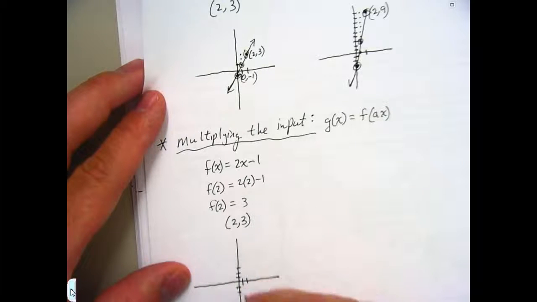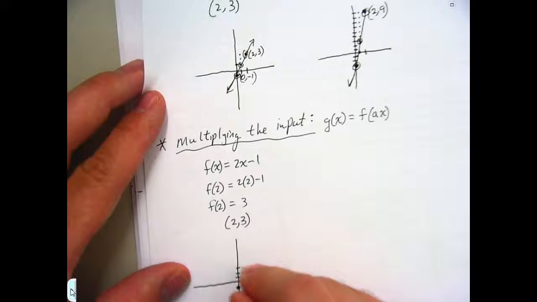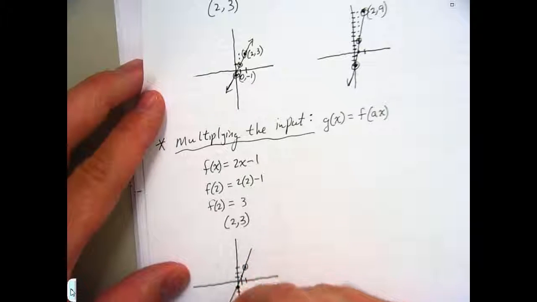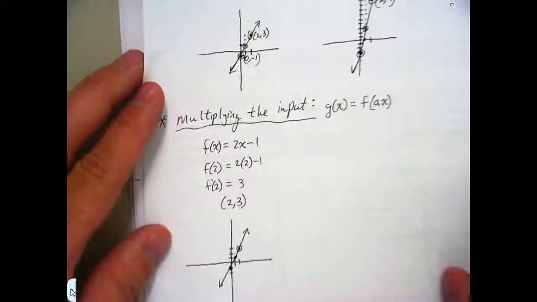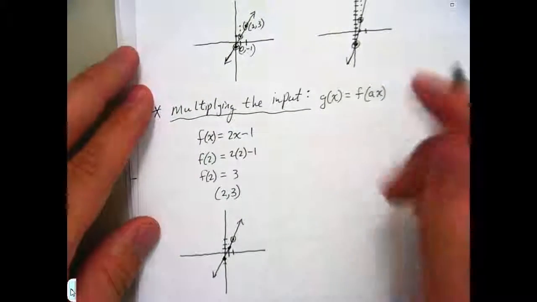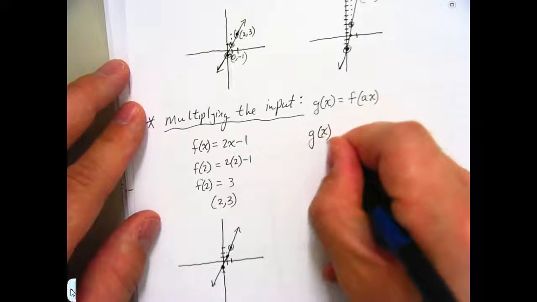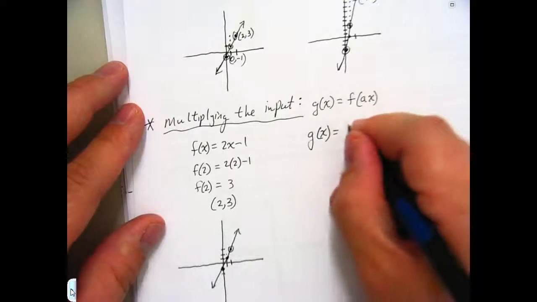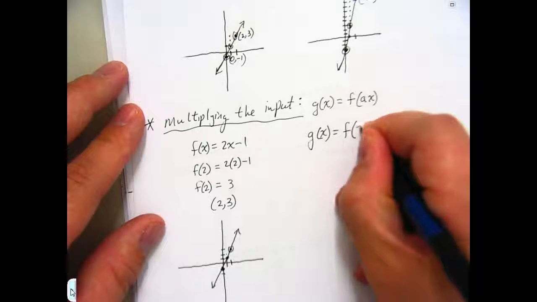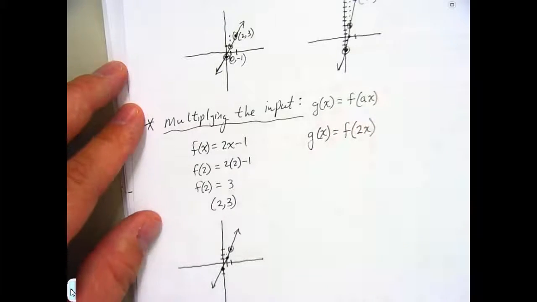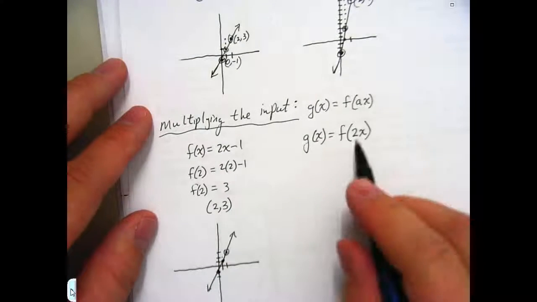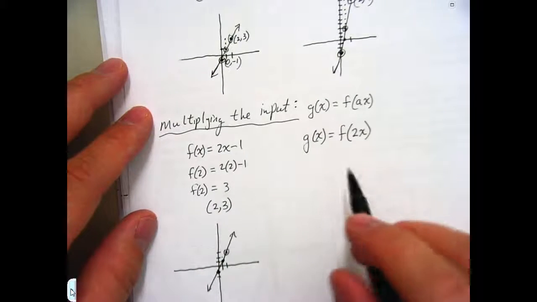Okay, we have our y-intercept here at -1. We rise 2, we run 1, we rise 2, we run 1. Get that point, there's that 2, 3. Okay, so we have a couple points that we can track here. They're going to do g of x equals f of, we're going to say a is 2, so f of 2x. Which means we're going to do a horizontal stretch by a factor of 2.